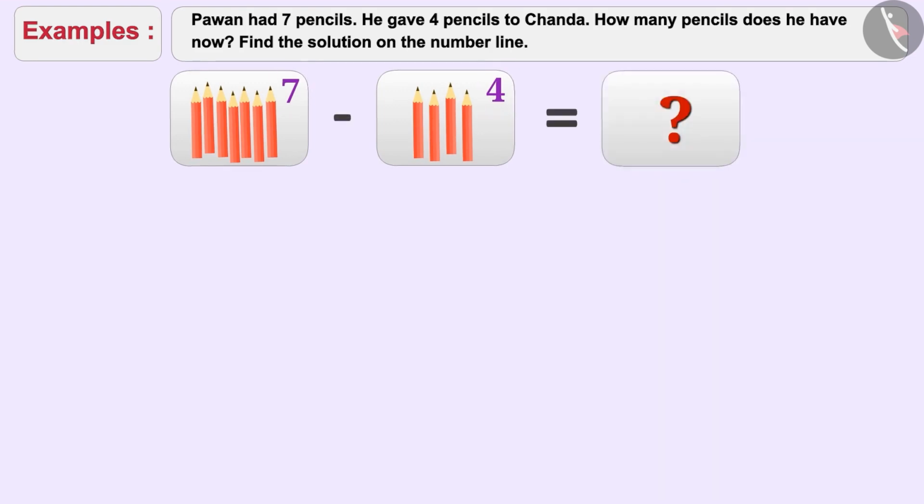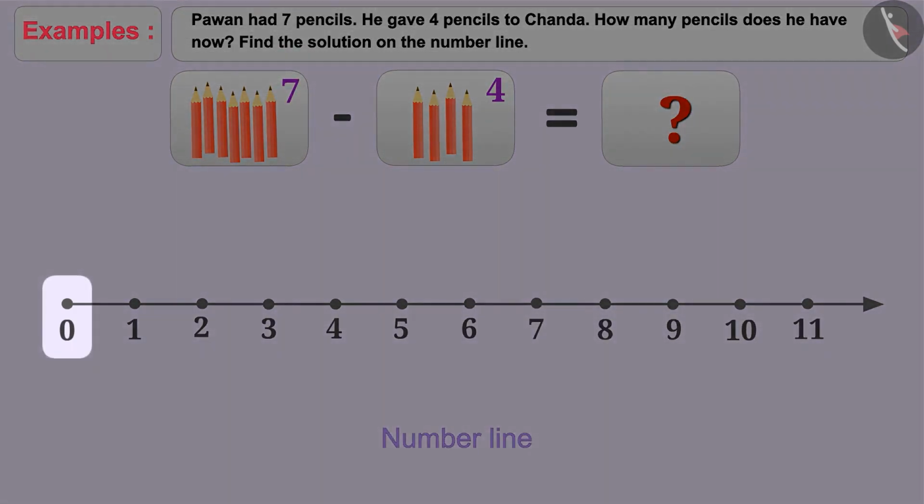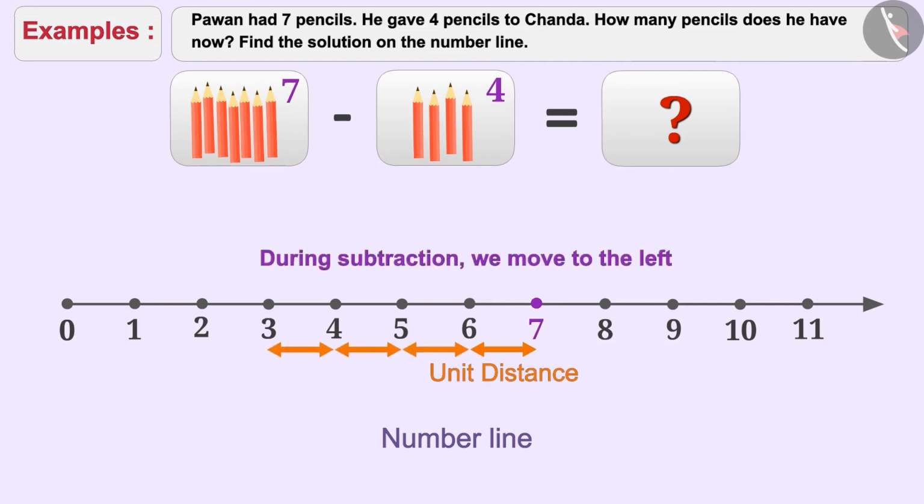Let's express it on the number line. Draw a number line and mark more than 7 numbers on it. Since the first number is 7, we will locate 7 on the number line. The second number is 4. So starting from 7, let's move 4 steps of unit distance each towards left. Note that during subtraction, we move to the left and during addition, we move to the right direction.